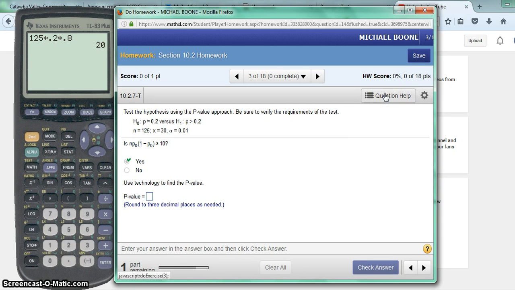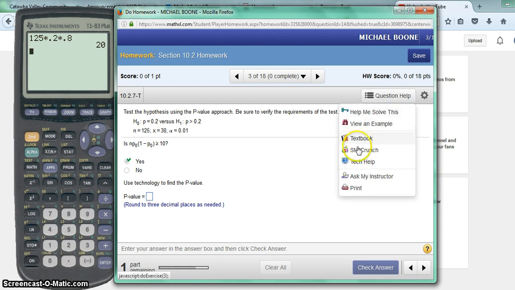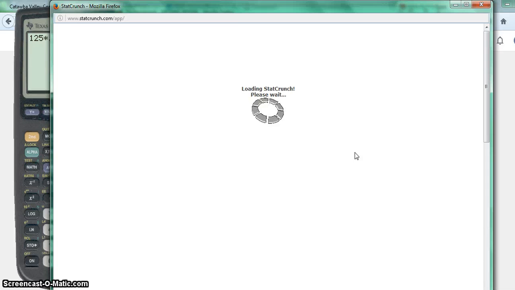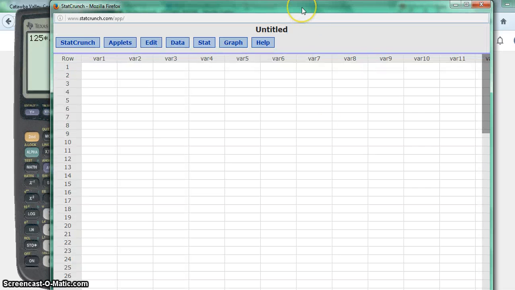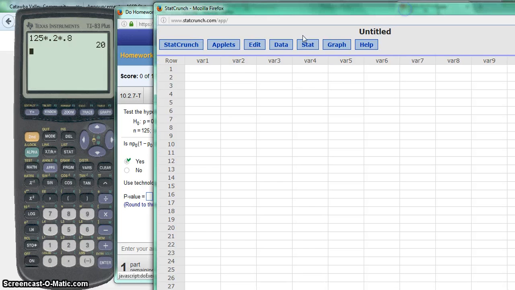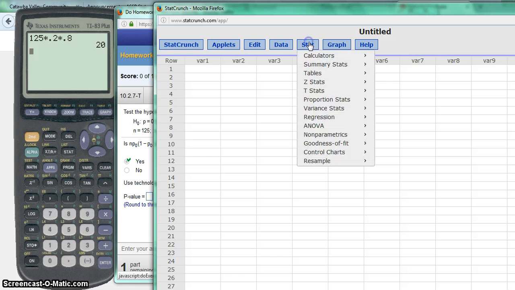There's a couple different approaches. One of them is looking at critical values and seeing if the test statistic is within the critical value. The other one is the p-value approach, and that's the one that I honestly prefer. So we're going to go to proportion stats because we're dealing with proportions. We have one sample and we have a summary of the data.